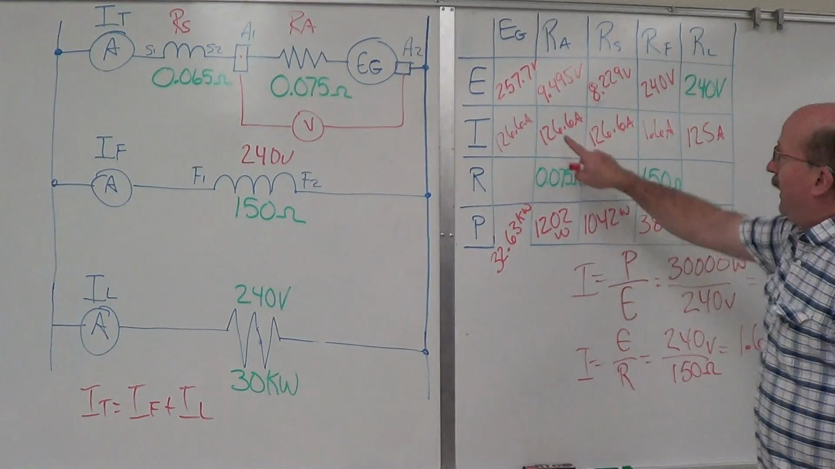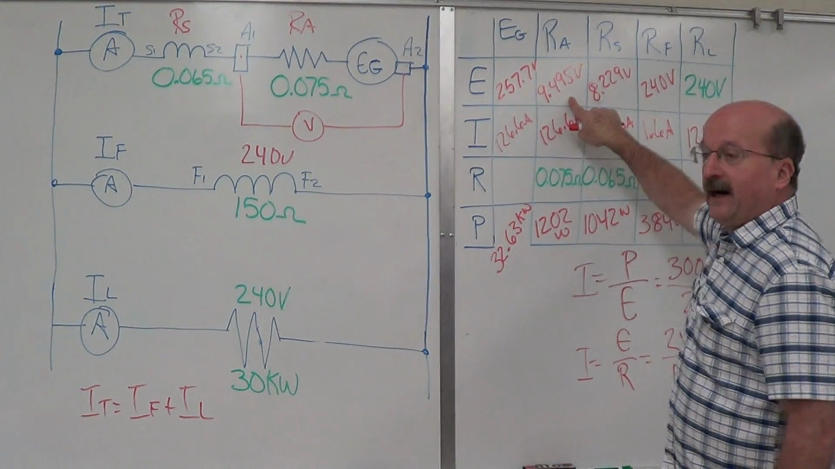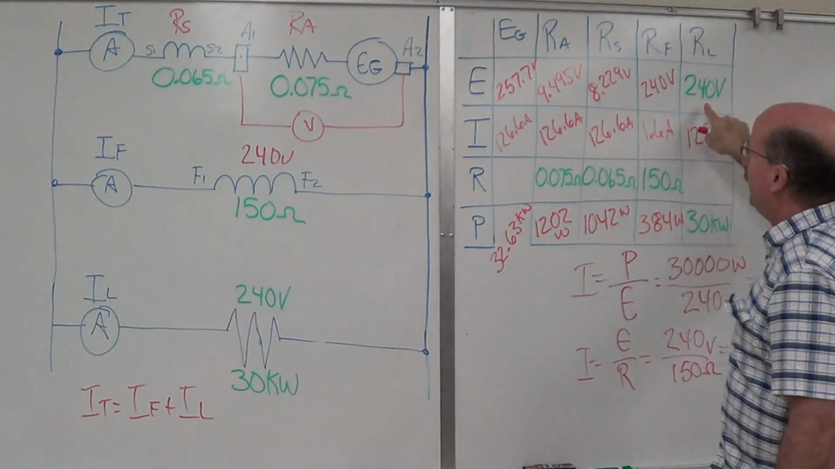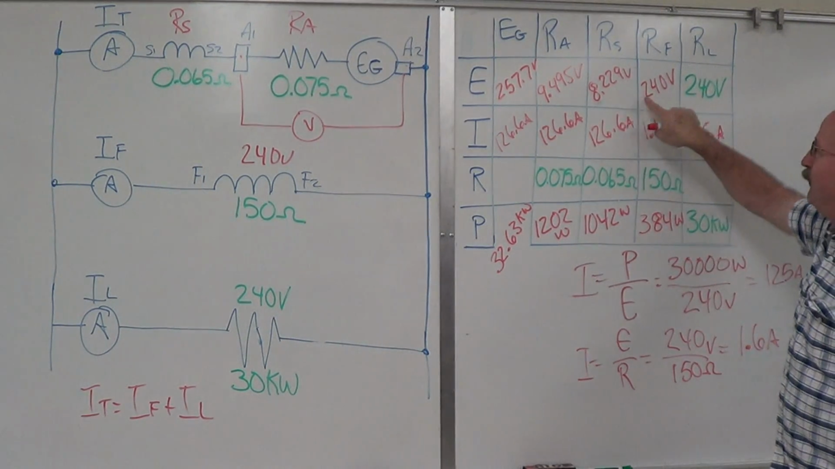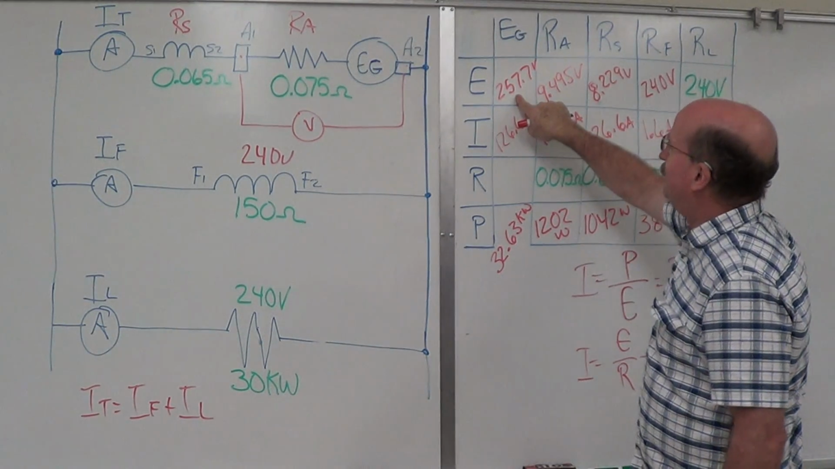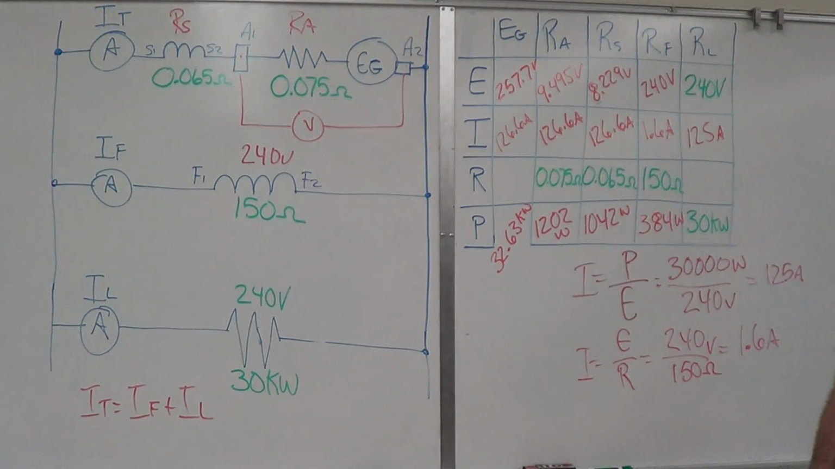So did you do that by EG minus RA? Yeah, I did the shunt plus the... Oh, you did it the other way around? Yeah. Okay, you went 240 plus this. Same thing, though. What do you get when you do 257.7 minus 9 point? Same thing, right?